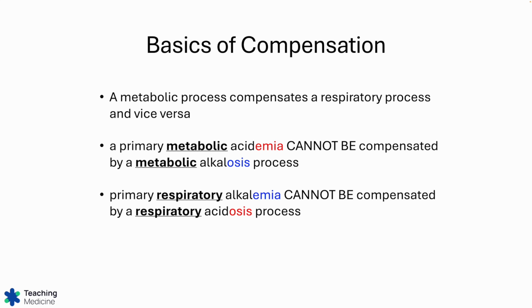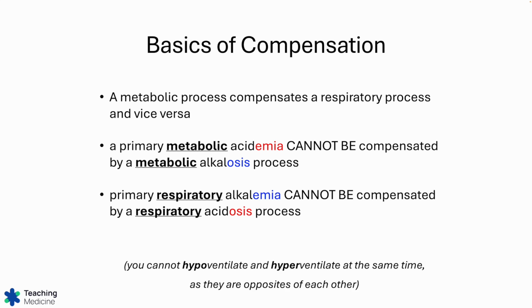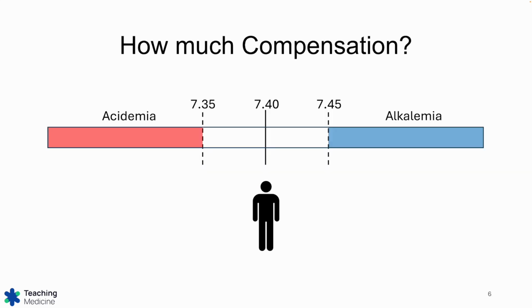And if you had a primary respiratory alkalemia, for example, it cannot be compensated by a respiratory acidosis process. And to further drive this point home, you can't hypoventilate and hyperventilate both at the same time. It's physically impossible. So the compensation process, the metabolic, is always the opposite of the respiratory and vice versa.